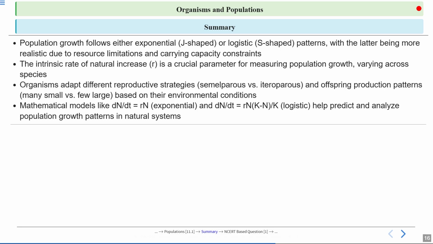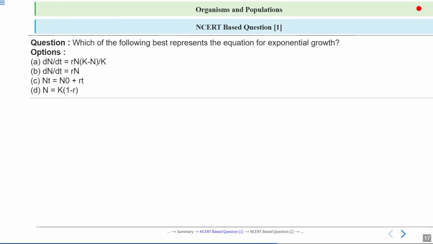Now, we also talked about the mathematical models like dN/dt = rN. This equation is for exponential growth, and dN/dt = rN (K - N)/K is for the logistic growth model, where K is the carrying capacity. So these models are essential tools for analyzing how populations grow and interact with their environment.